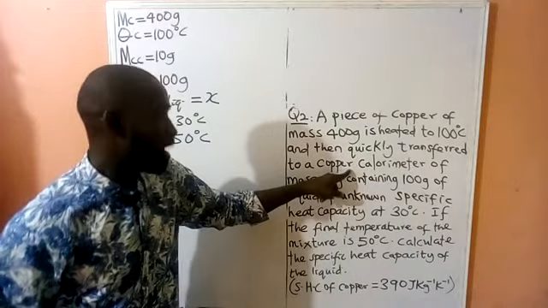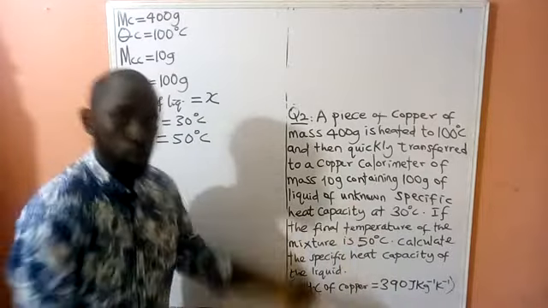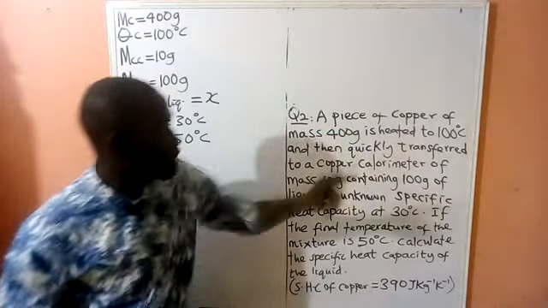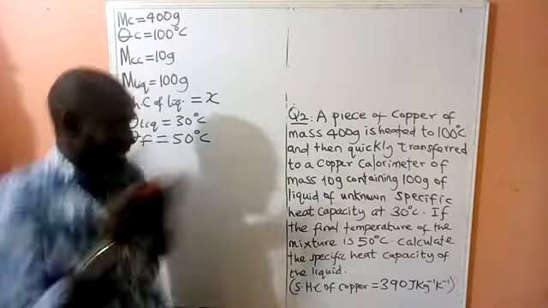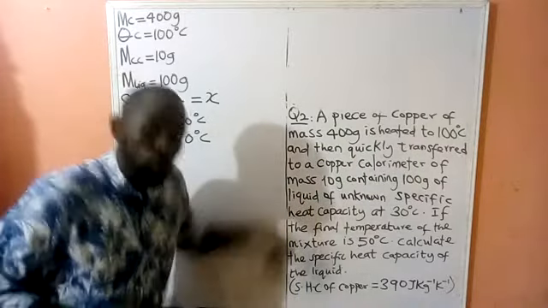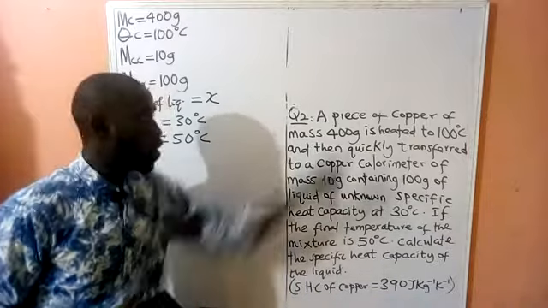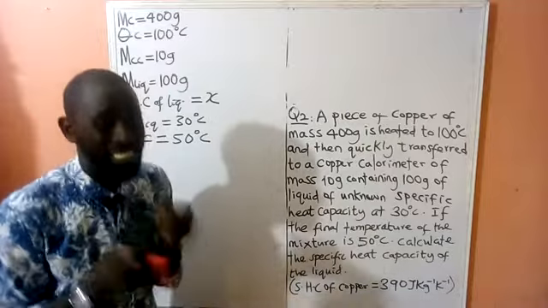So this copper calorimeter will gain heat, and the liquid inside the copper calorimeter will also gain heat. The copper at 100 degrees Celsius is losing heat, while the copper calorimeter and the liquid inside will gain heat. So we have two bodies gaining heat and one body losing heat. Are you with me, class?